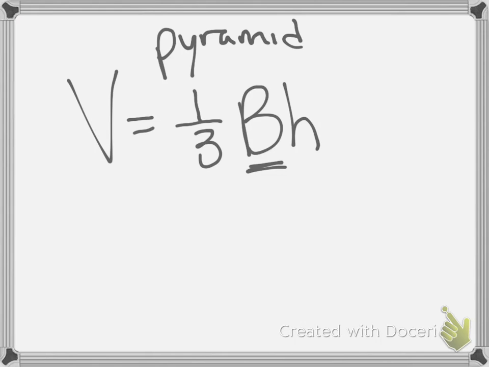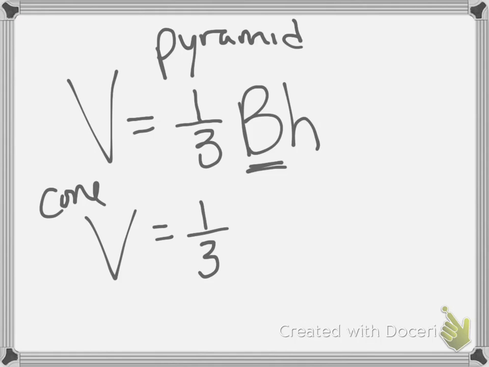Volume for a cone is 1/3 pi r squared h, which on a cone, pi r squared, that part is the circle, which is just the area of a circle, which goes back to 1/3 big B h. So either one of those works for a cone. I like the bottom one personally.